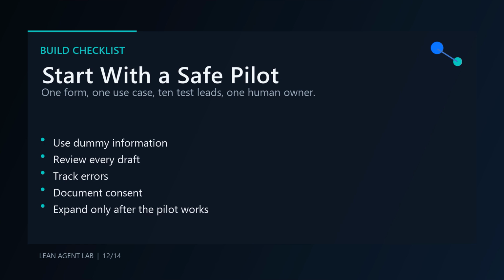Document where consent is collected. Assign one human owner for follow-up. Only after the pilot works should you connect a real website. This method is slower than publishing a dramatic automation screenshot, but it produces a system the business can actually trust.